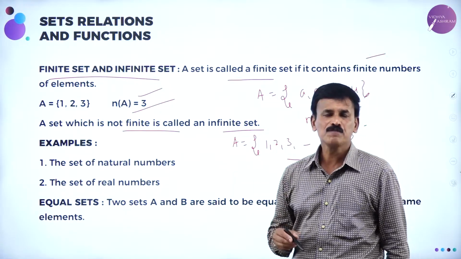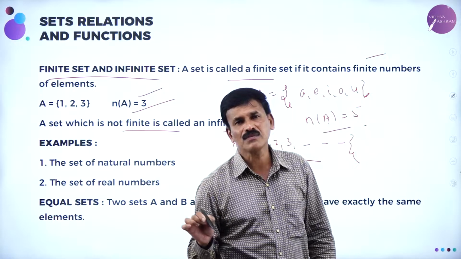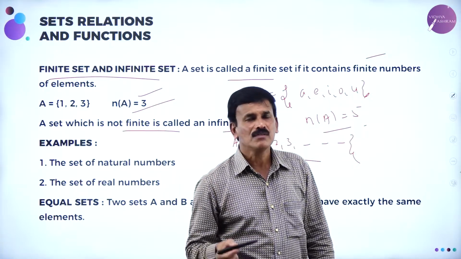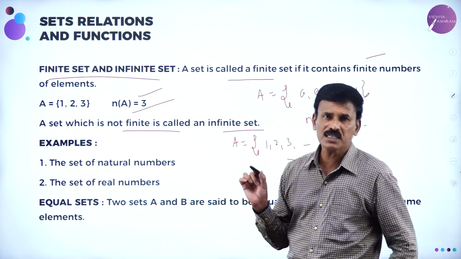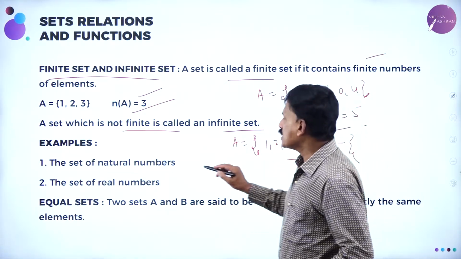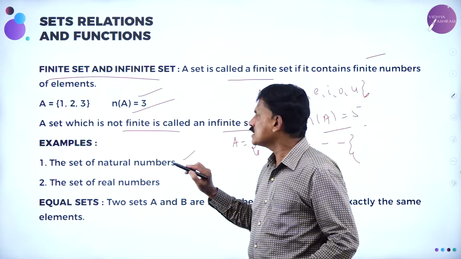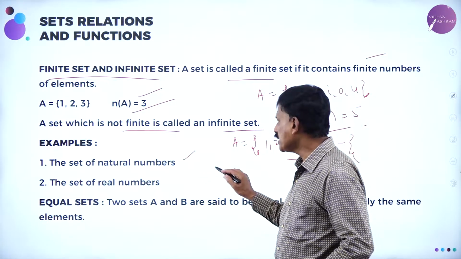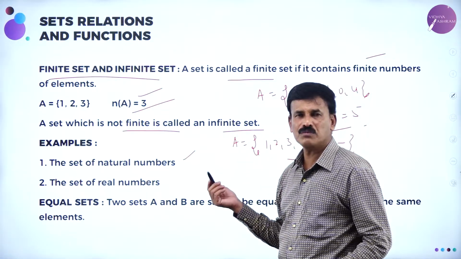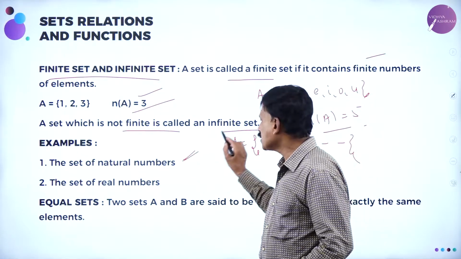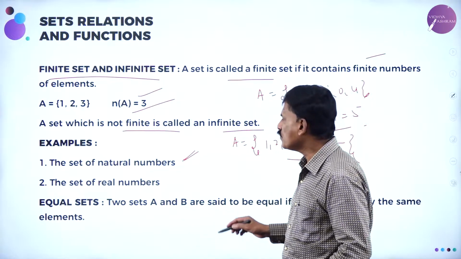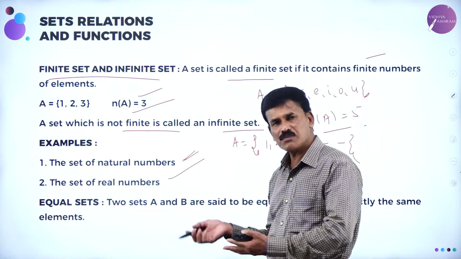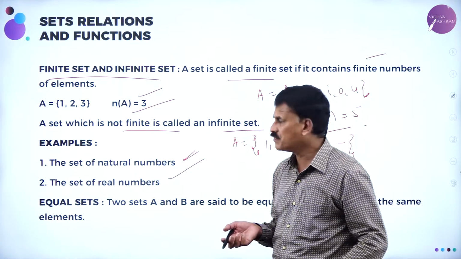So, in general, a set containing a finite number of elements is called a finite set, whereas a set containing an infinite number of elements is called an infinite set. The set of all natural numbers is an example for an infinite set, since no upper limit is given. The set of all real numbers, up to infinity, is also an example for an infinite set.